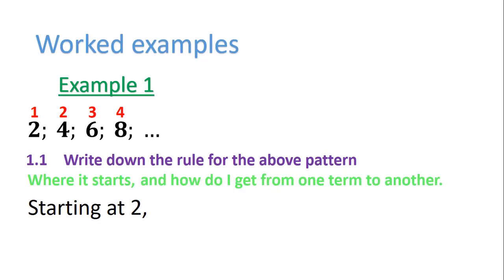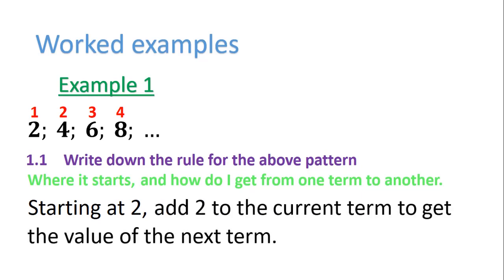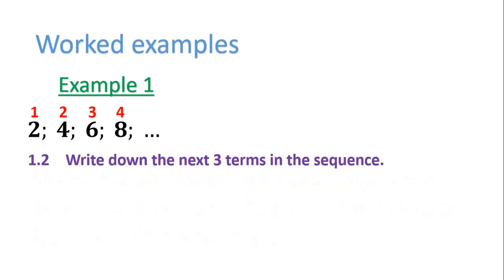So let's have a look. If I go from term 1 to term 2, I add 2. If I go from term 2 to term 3, I add 2. Term 3 to term 4, I add 2. And so I'm adding 2 for each term. Let's write it down. Add 2 to the current term to get the value for the next term. Question 1.1, done.